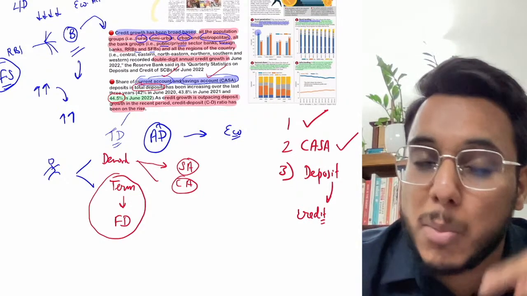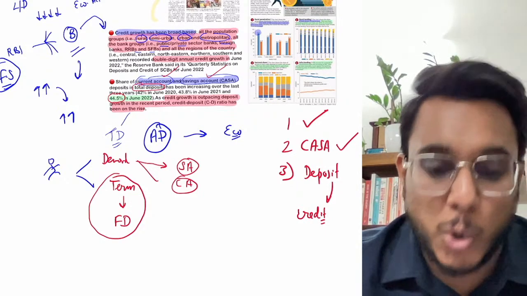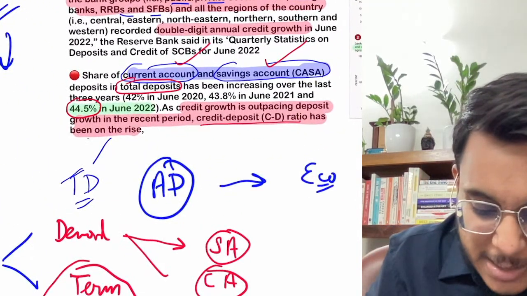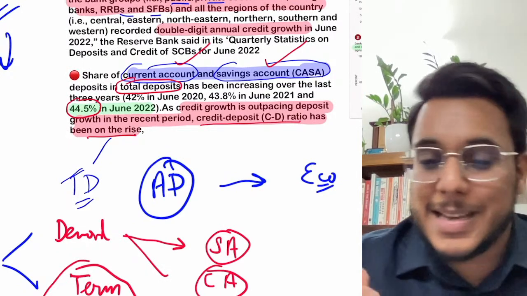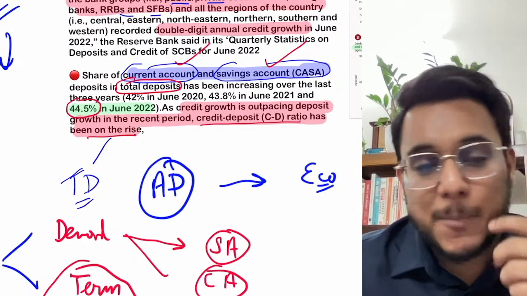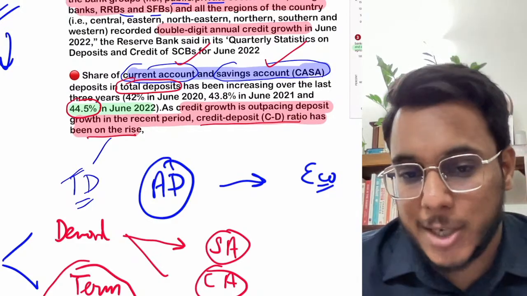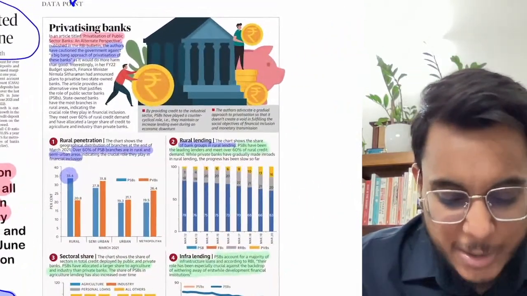Deposits have increased, but not at the same pace as credit growth. Because of that, the credit to deposit ratio has been on the rise. It means that people are now taking more credit, but deposits are less, so the credit to deposit ratio is increasing. So all these things have come.